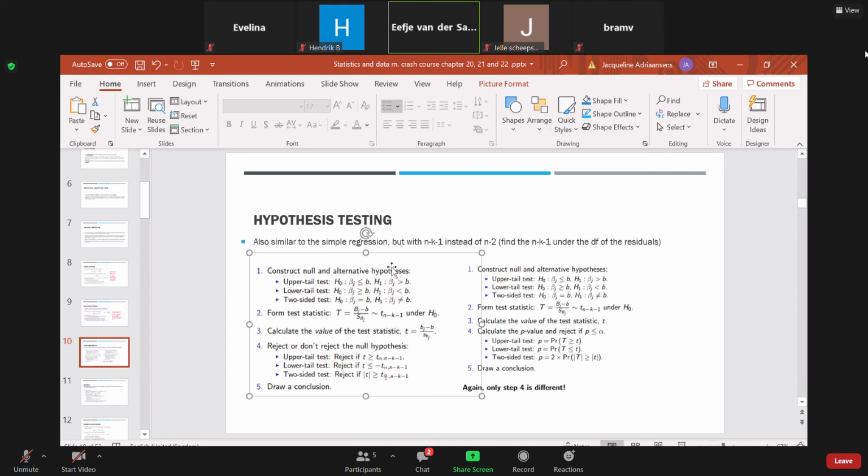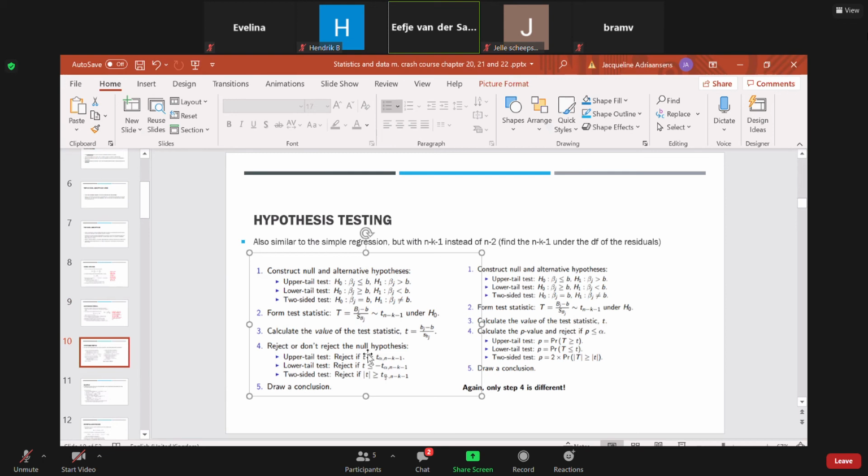So, for example, if I want to test that my beta J is more than 5, then my H1 is beta J is more than 5, and my H0 would be beta J is less than or equal to 5. Because remember, in the H0, we always include the equals sign.